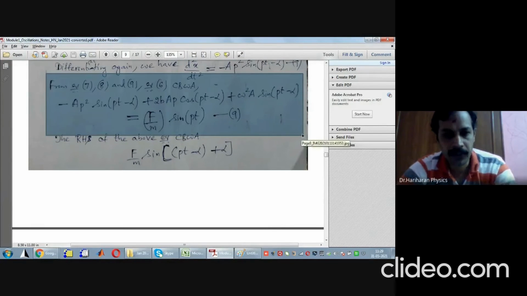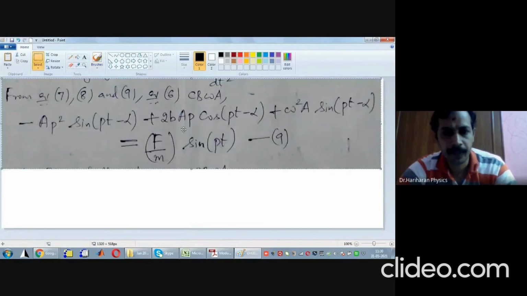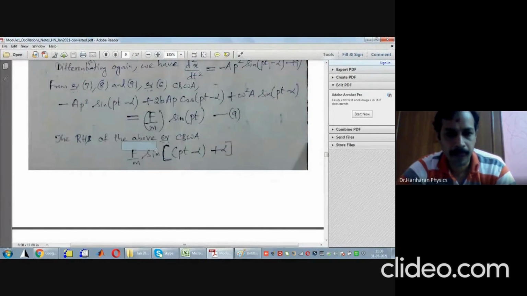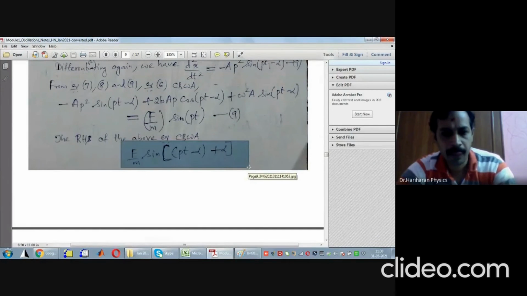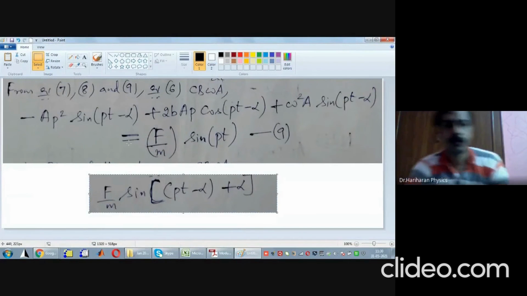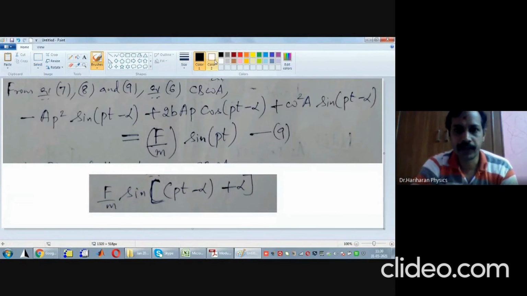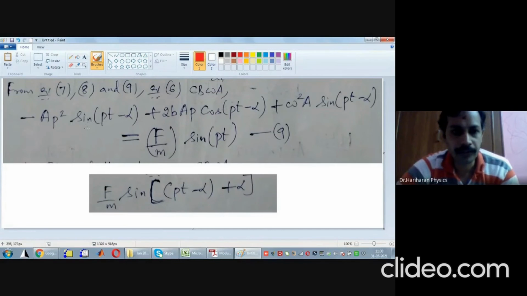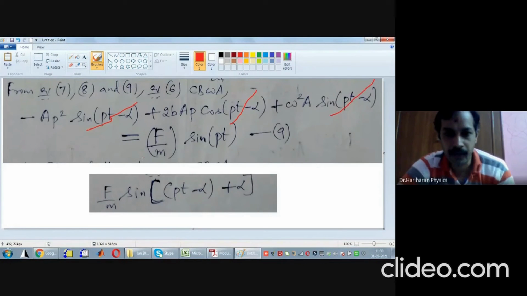This is my equation 9. Okay, can you see here? Look here. I'll use, say, red color. Can you see here? On the left hand side, all the terms are with pt minus alpha, and pt minus alpha. Here you have only pt, correct?